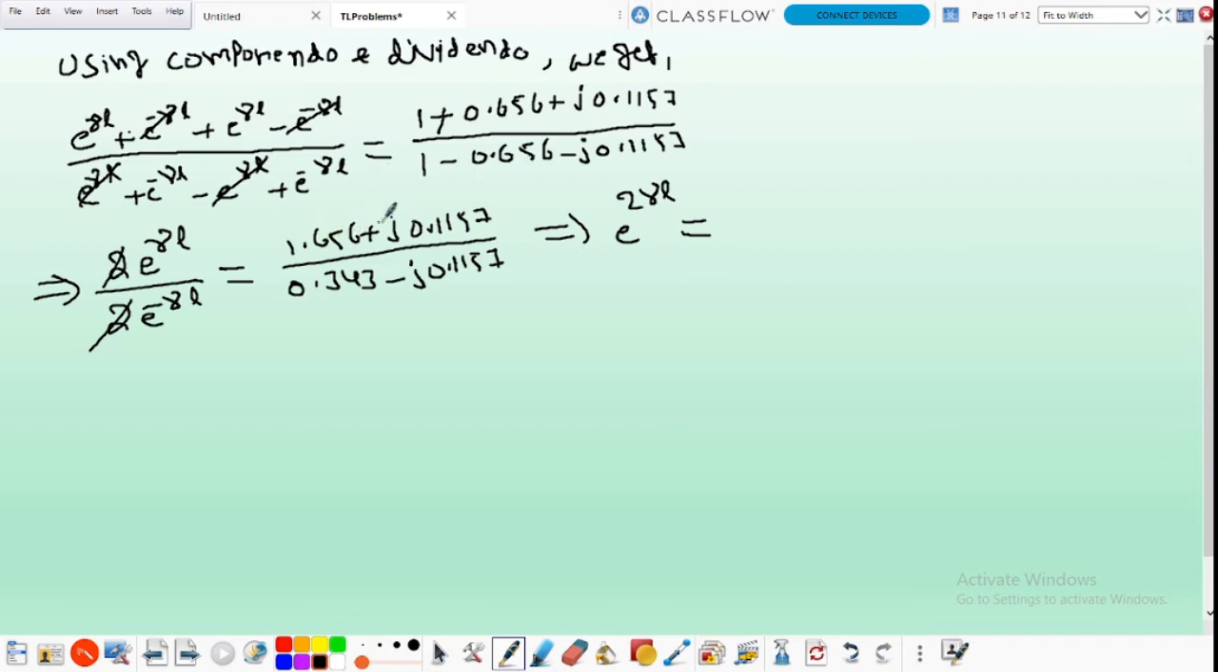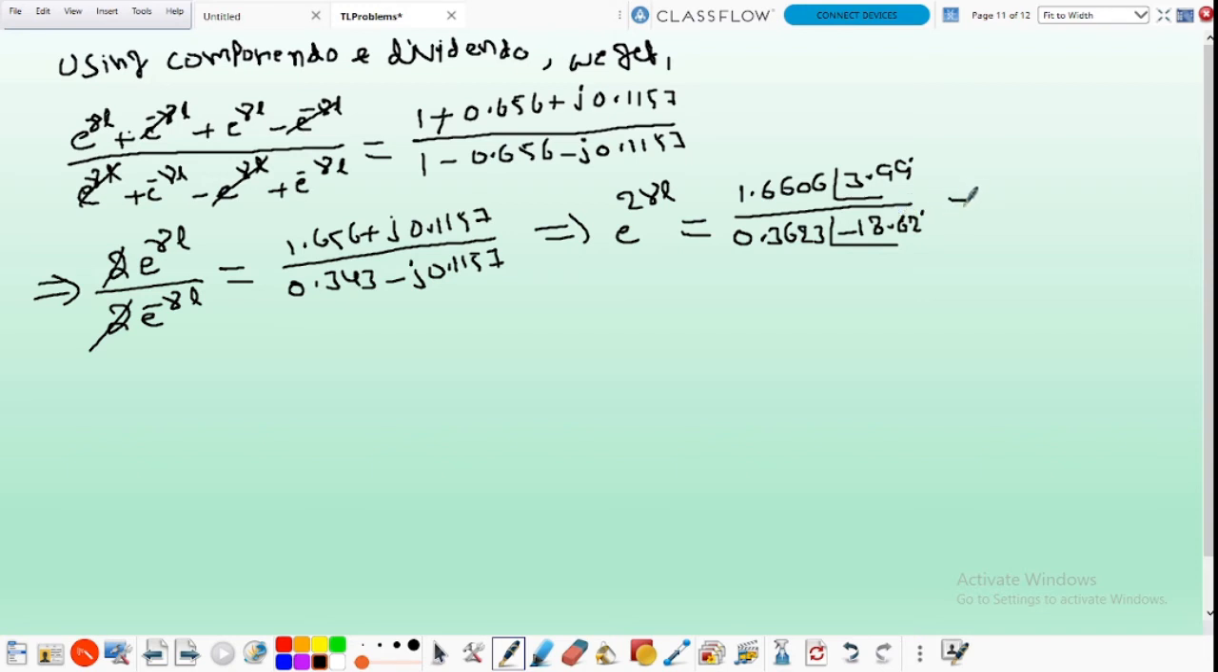First converting the numerator rectangular form into polar form. The polar form of the numerator term is 1.6606 at an angle of 3.99 degrees, divided by the polar form of the denominator term, which is 0.3623 at an angle of minus 18.62 degrees.